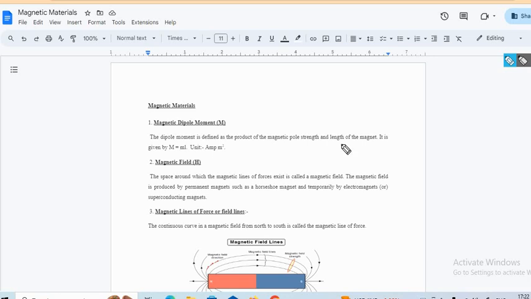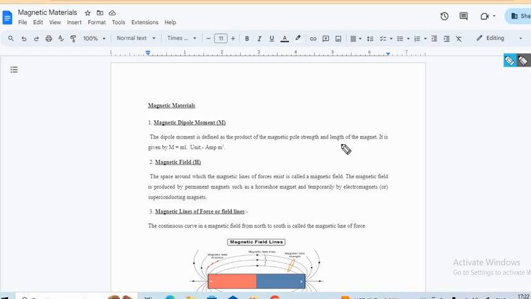Hello, today we'll discuss magnetic materials. To start with, we're first going to take the basic idea about magnetic materials, then we'll go for the basic theories, and then we'll compare the different types of magnetic materials. And at the end we'll discuss the applications of magnetic materials.